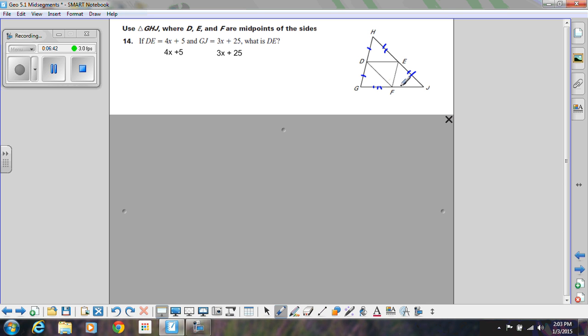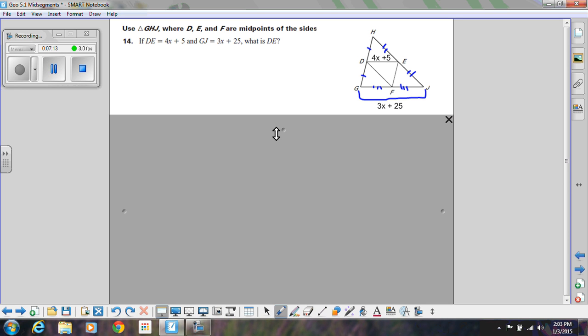So they also tell me that the mid-segment DE is equal to 4x plus 5. So I'm going to label that in my diagram, and you do the same too. That's 4x plus 5. And then GJ is 3x plus 25. So again, I'm going to label that. Now remember, GJ is this whole length here, all the way from G to J. Okay, so that's the whole big side.